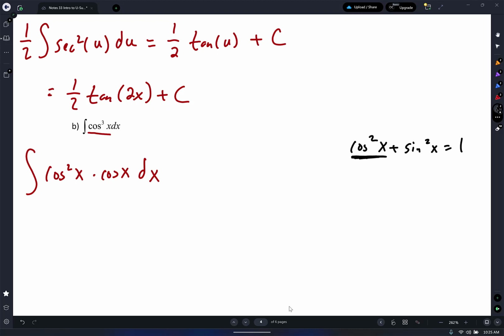What I'm going to do, I'm going to move this sine squared to the right. And I'm going to write cosine squared x is equal to 1 minus sine squared x. Now, can someone tell me why I'm doing this?